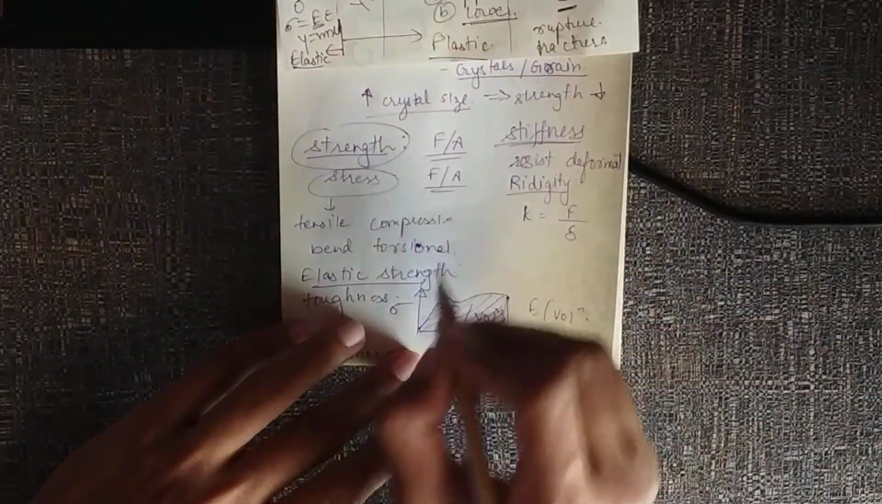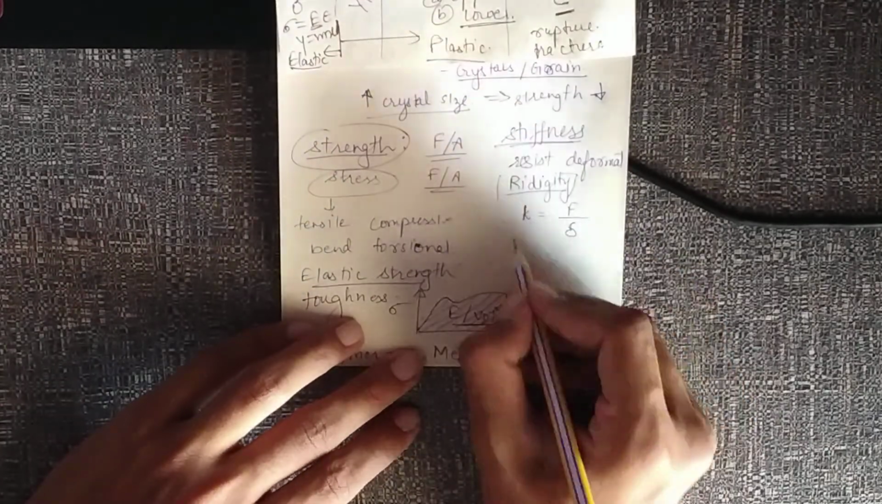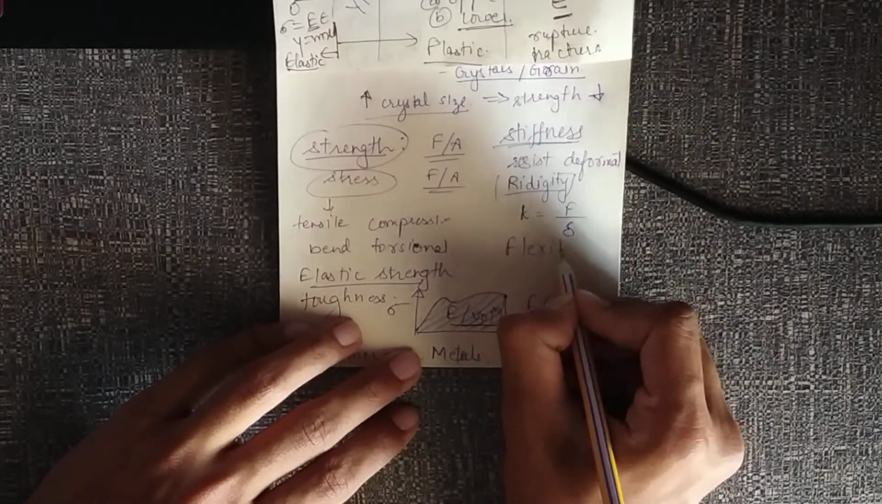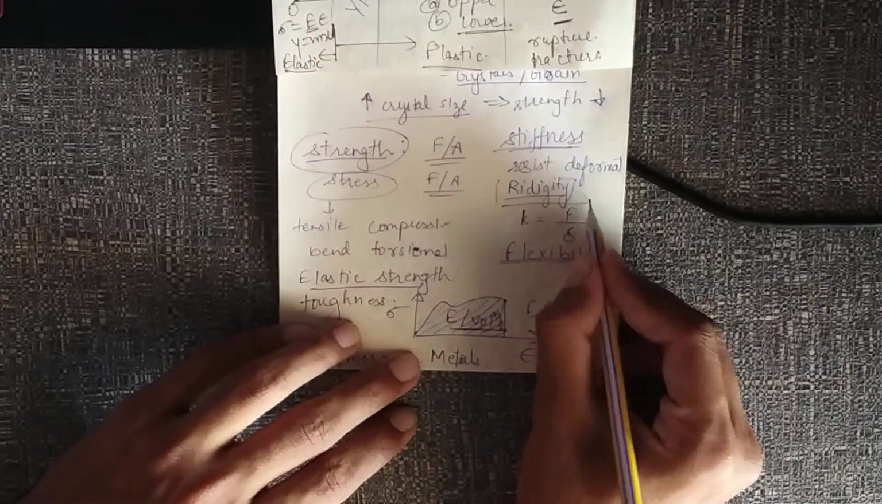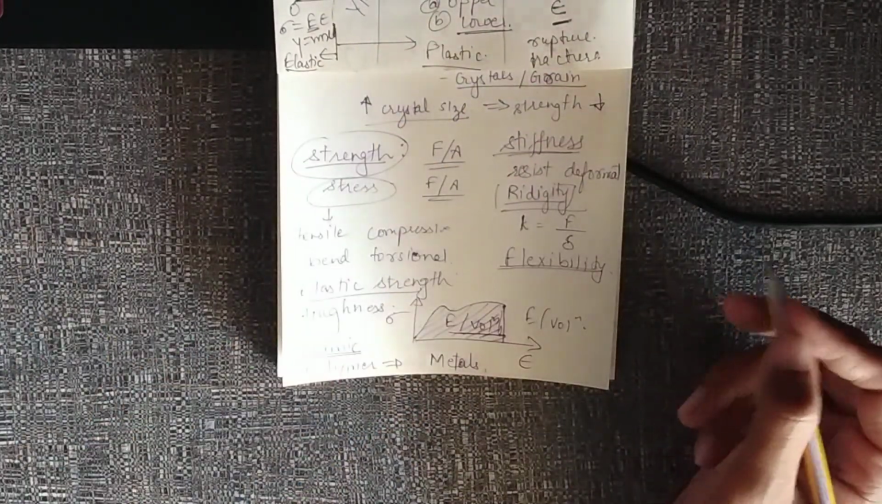And complementary to rigidity will be flexibility. So we can say either the material is rigid or it is flexible. Okay, fine.